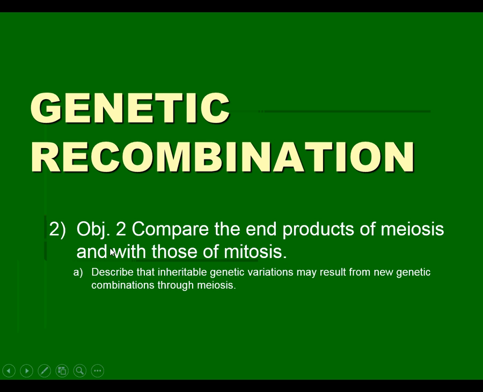Biology students, today we'll be talking about genetic recombination as it applies to meiosis. So here's our objective: compare the end products of meiosis and those of mitosis, and describe the inheritable genetic variations that may result from new genetic combinations through meiosis.